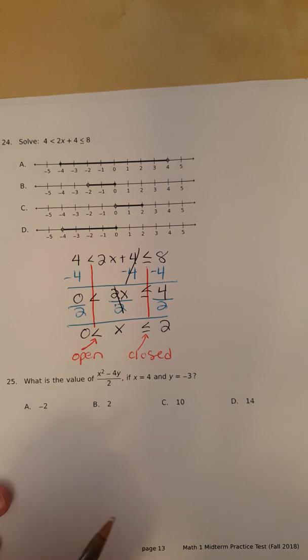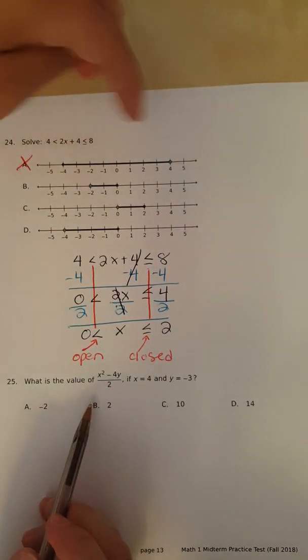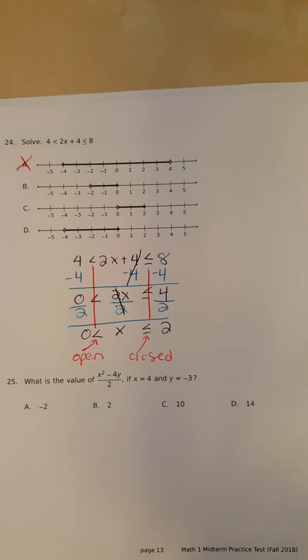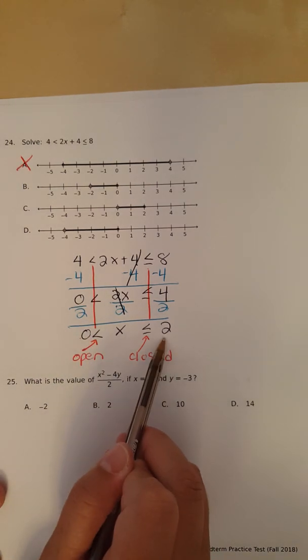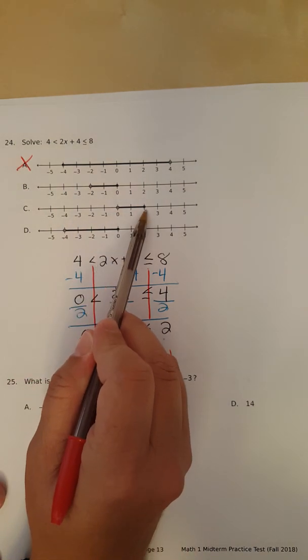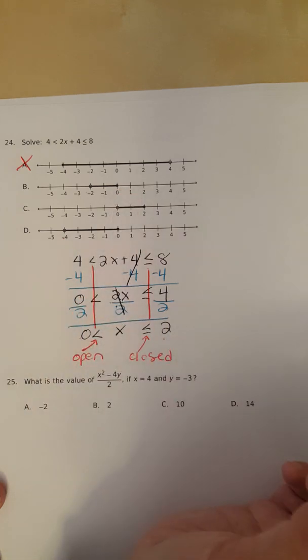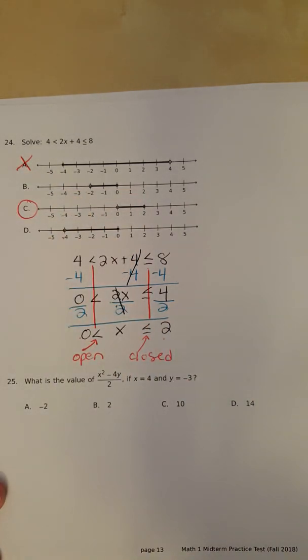So A has the closed on the left and the open on the right, and it's also on -4 and 4, which are not our answers there. We need one that goes from 0 to 2. This goes from -4 to 0. This goes 0 to 2. This goes -2 to 0. So the only one that's actually matching with those numbers is answer choice C.